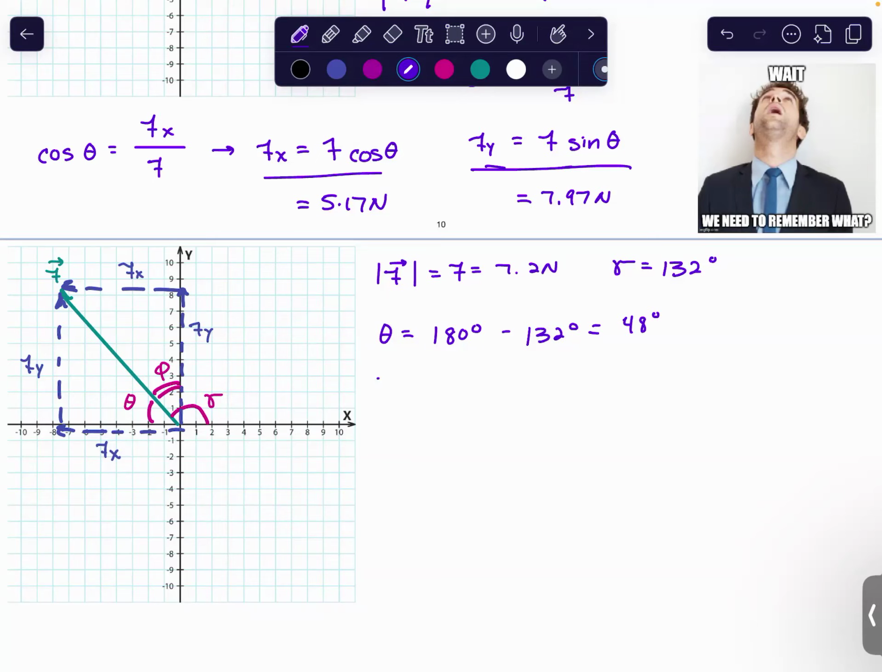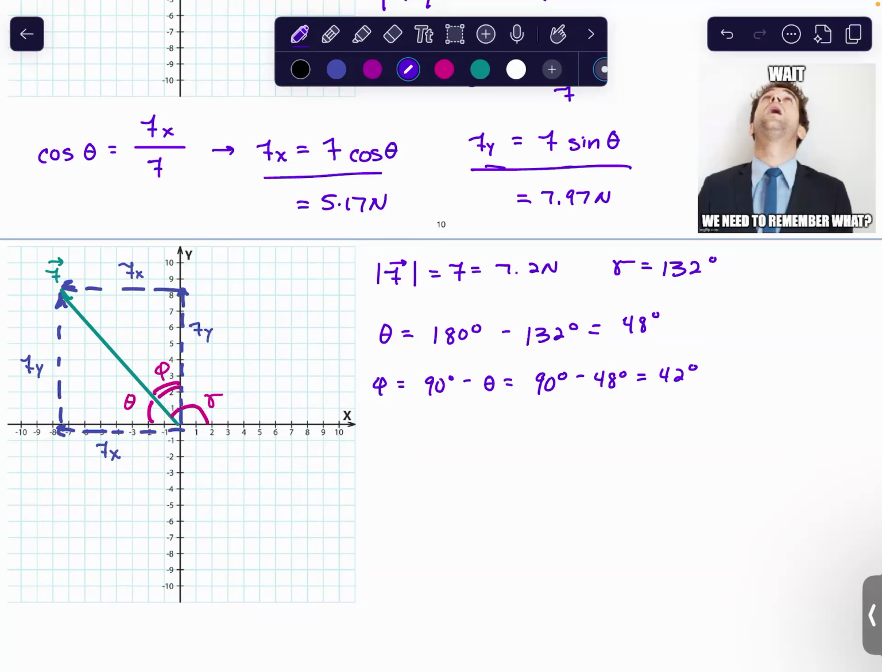What about phi? How do I find it? Yeah, so theta and phi share a 90-degree angle. Okay, so now we have all the angles that we need. First off, does everyone see how theta and phi share a 90-degree angle? Every quadrant is a 90-degree angle with the x and y axis.